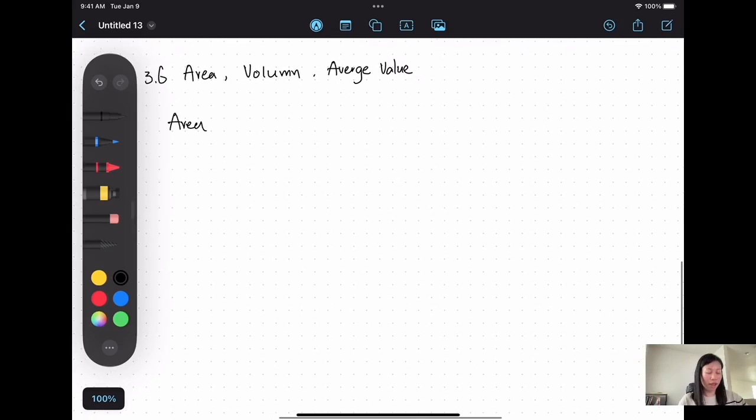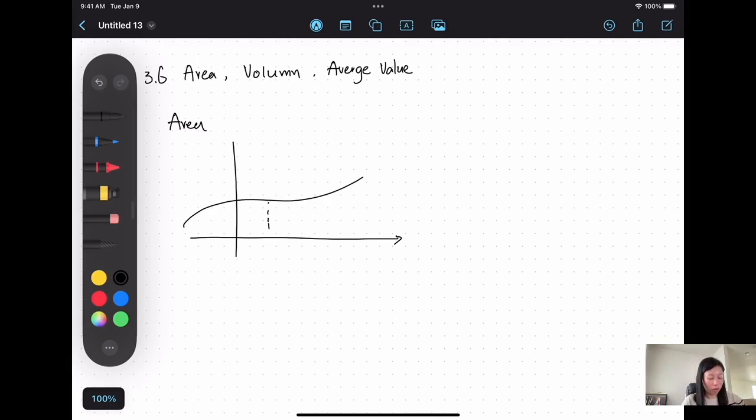So we know that the area under the curve above the x-axis, bounded by x equals a and x equals b, is going to be the integral from a to b of f(x) dx. So that would be the area of this shaded area.